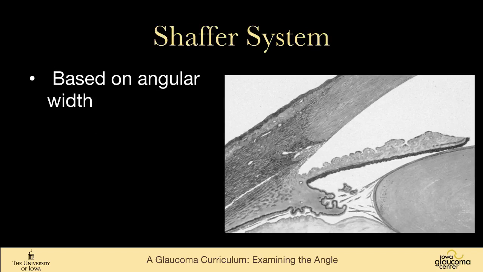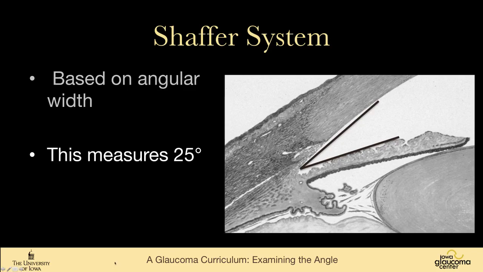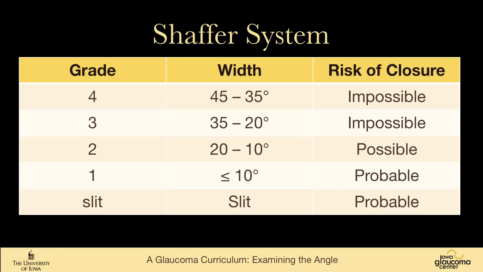So the Schaefer system is based on the angular width. This is the angle. This happens to measure 25 degrees. And usually the measurement is made close to the angle. In this angle, it wouldn't really matter because the iris is fairly flat. So this would be, by the Schaefer system, a grade 3 angle. And you can see here the Schaefer system wide open is grade 4, all the way down to slit. Ours was 25 degrees, so you can see that would fall in this range here. Risk of angle closure is impossible.